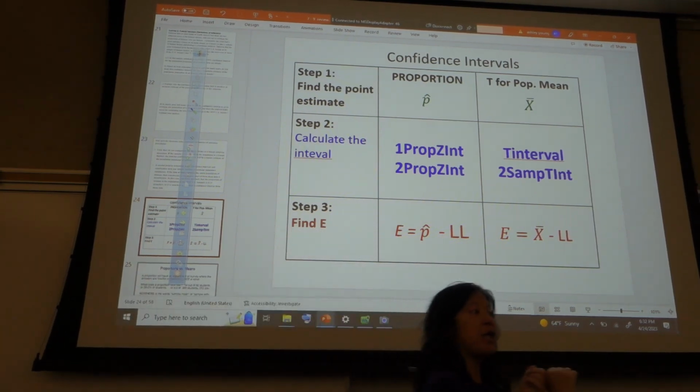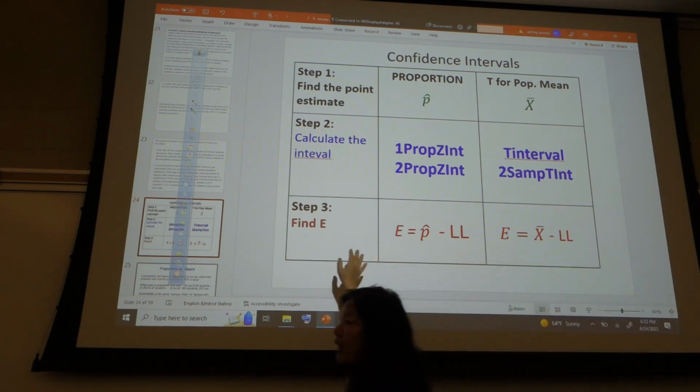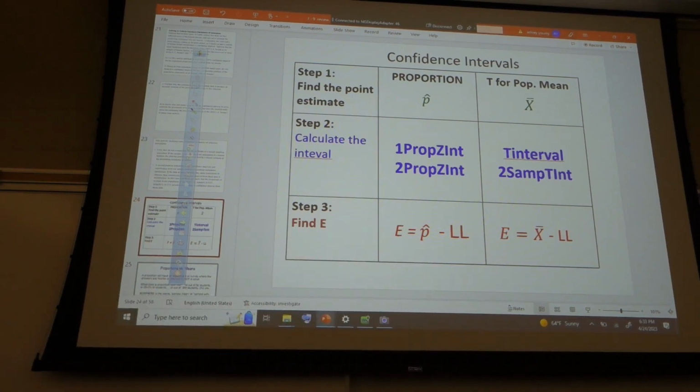1, find your point estimate. 2, calculate the interval. And then 3, find your margin of error. If you do it by hand, then steps 2 and 3 will be flipped. You'd find the margin of error first, and then you'd find the confidence interval. Everybody on board? Yep. But I'm just going to go with the calculator way, so these are the steps 1, 2, and 3 that you folks would do.